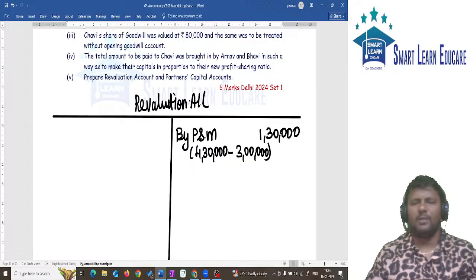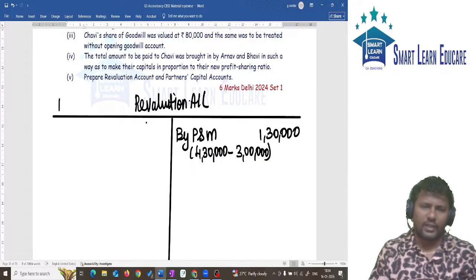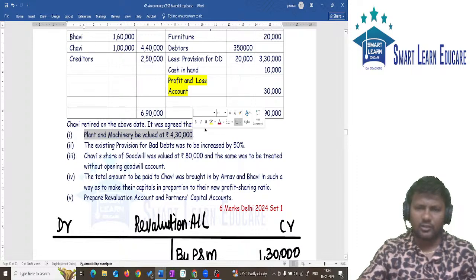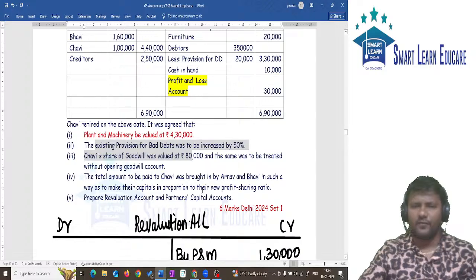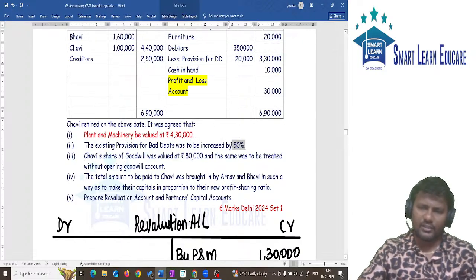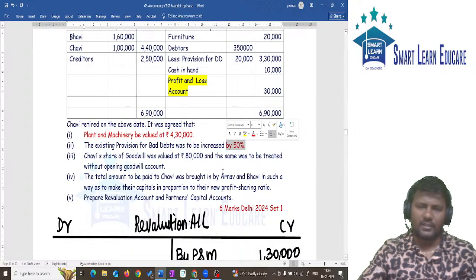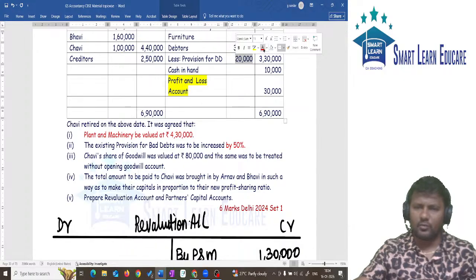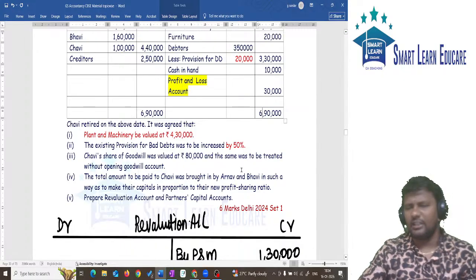That is the increase amount. That will come on the credit side of the revaluation account. Next, plant and machinery is over. This adjustment is over. Second adjustment: the existing provision was increased by 50%. There is a provision of 20,000. This provision is increased by 50%. 20,000 into 50% is 10,000.